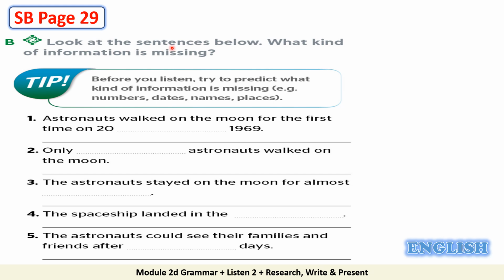Look at the sentences below. What kind of information is missing? Let's have a look at the given tip. Before you listen, try to predict what kind of information is missing. Example: numbers, dates, names, places. Here you have the 5 sentences. Read each one of them and try to predict what kind of information is missing.